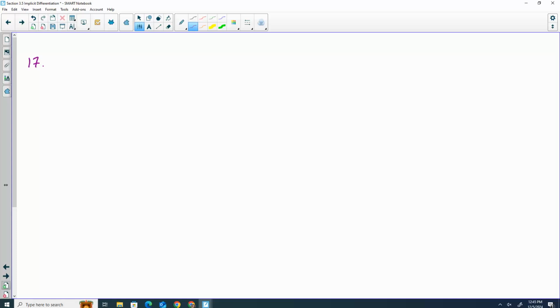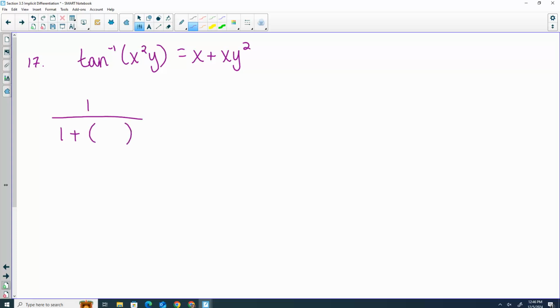All right. So we have tangent inverse. If I go through and do the derivative, we now have a formula for that. Look at the bottom of page 214, the formula for the derivative of tangent inverse: 1 over 1 plus x squared, or plus the angle squared. Yes, x is representing the angle.